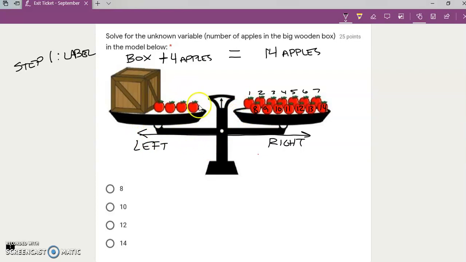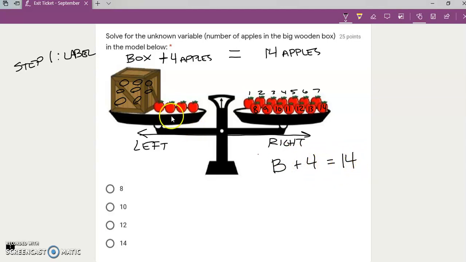So now that we've labeled everything, we know, okay, I have a box and I have plus 4 apples, and that should equal 14 apples in total as far as the weight. So that means that somewhere inside this box, there's some number of apples that I have to figure out. That's what I'm going to look for. So now I can write my equation. I'll choose the letter B to represent the box. B plus 4 is equal to 14.